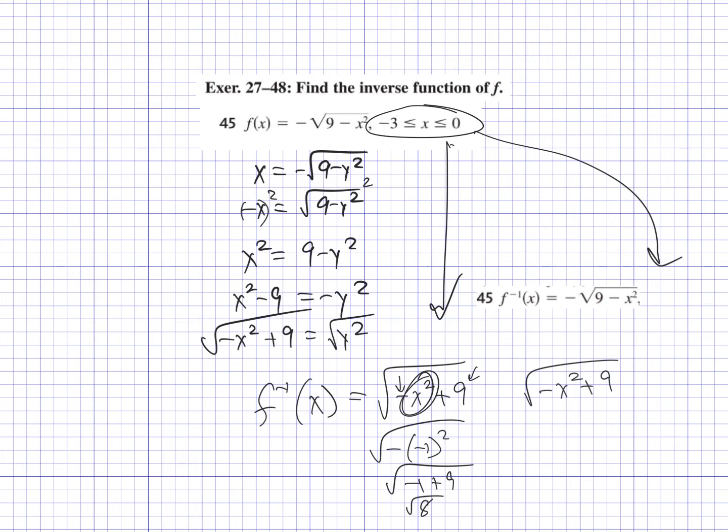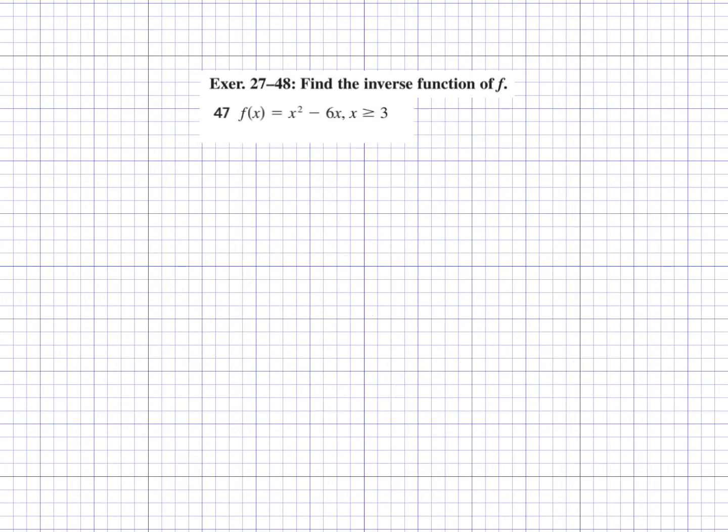Because it has to be negative. All right, moving on. Okay, so here's a crazy one. We have where our variables have different exponents. So x equals y squared minus 6y. That's how we start. And at this point, you can't get y by itself.